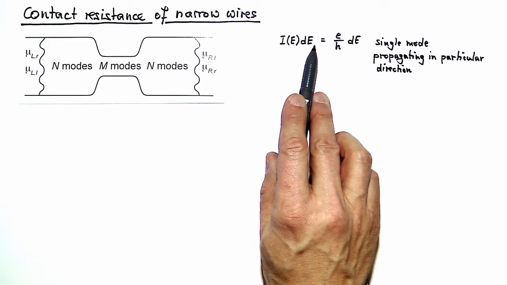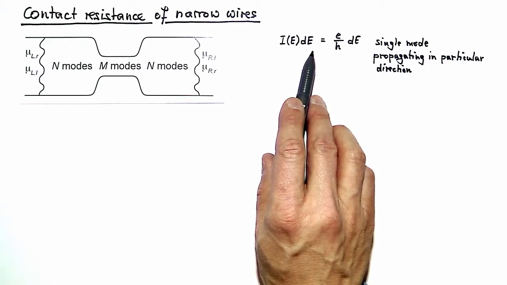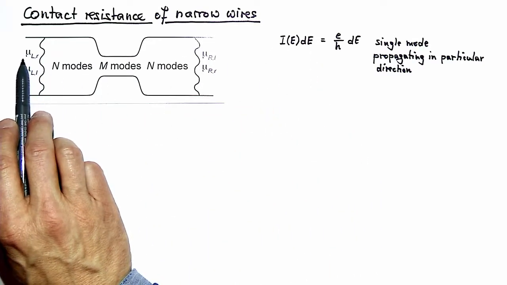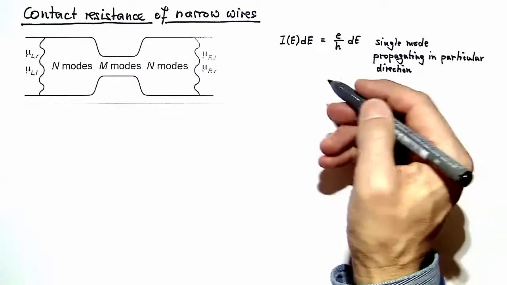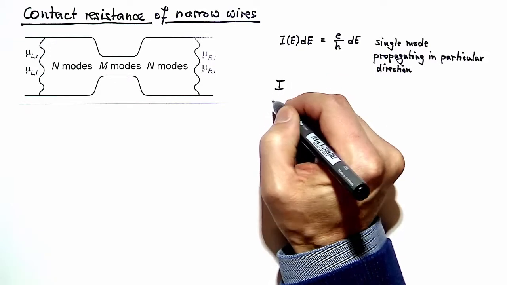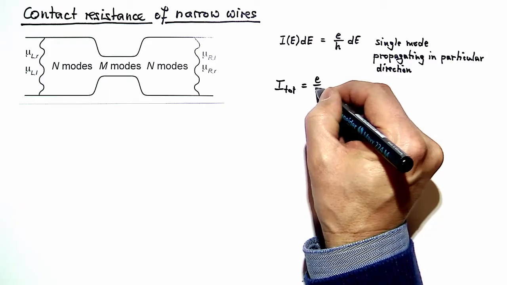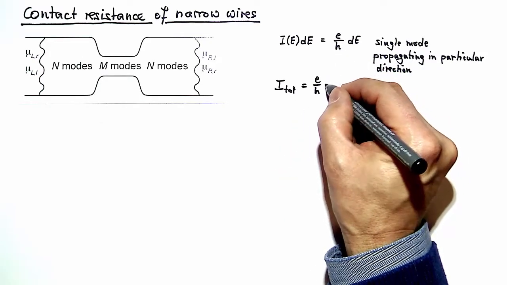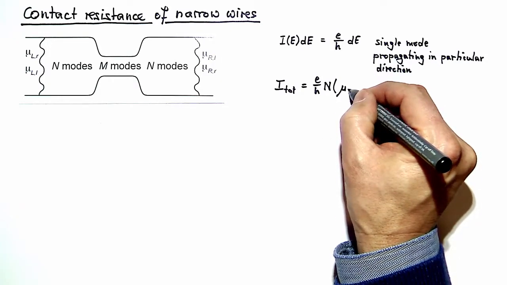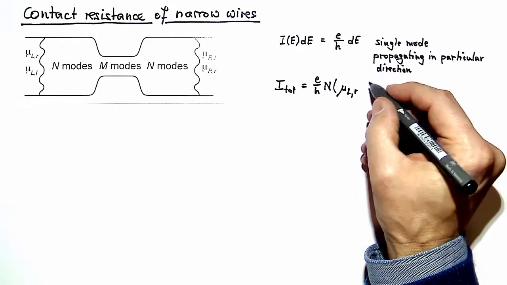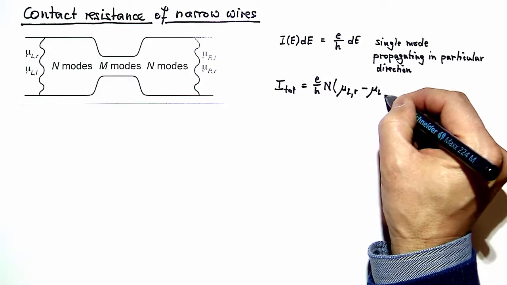So in order to get a finite current in an N-mode conductor, we need a difference in electrochemical potentials for the right movers and for the left movers. And this is indicated in this figure by mu left contact right movers and mu left contact left movers. So the total current that we have, for example, in the left wire would be given by e over h times the number of modes, N, times the contribution of the right movers, which are filled up to mu left contact right movers, minus the contribution of the left movers, which has the same prefactor, but now they are filled up to mu left contact left movers.